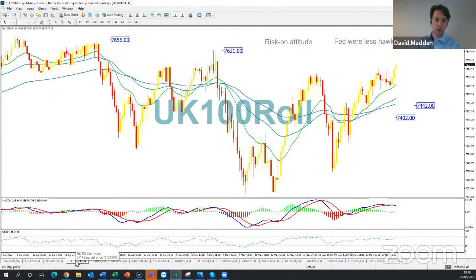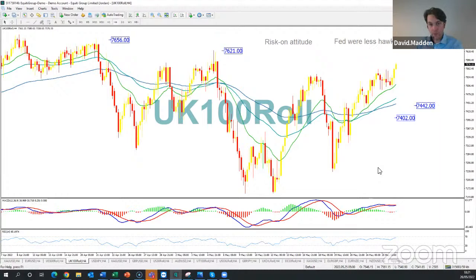Coming on now to the UK 100. So the UK market has been in much better shape than the S&P 500 and the American market. Why is this? Well, it's to do with the composition. The S&P 500 in the US has a fairly high percentage of tech stocks. Tech stocks have been getting hammered recently, and therefore the falls of the S&P 500 have been relatively large.